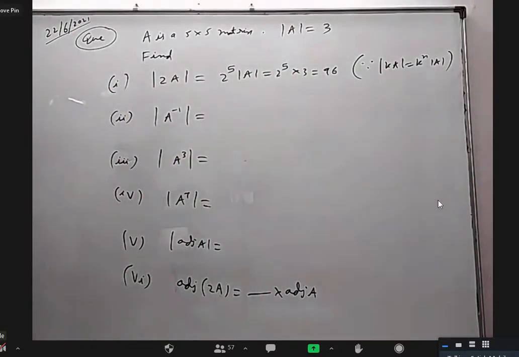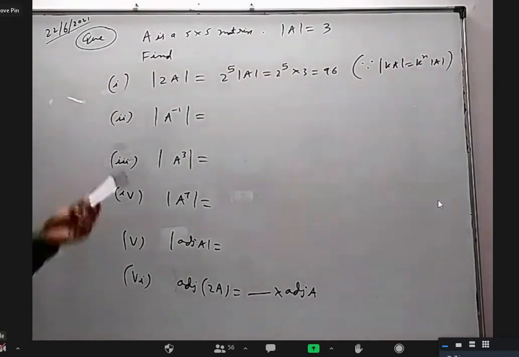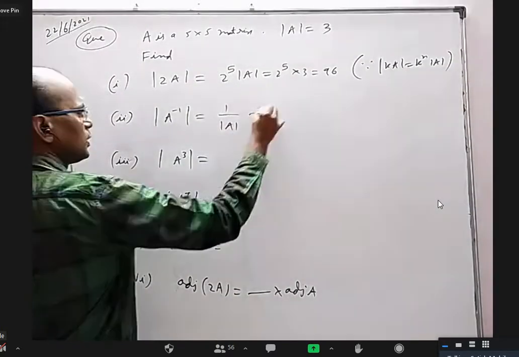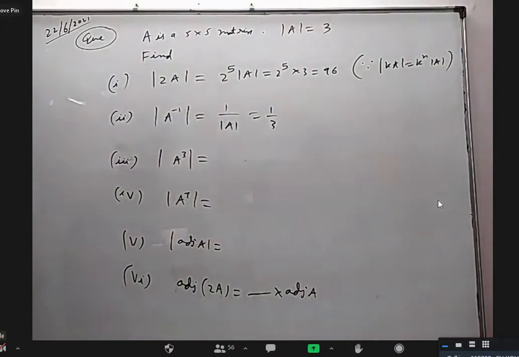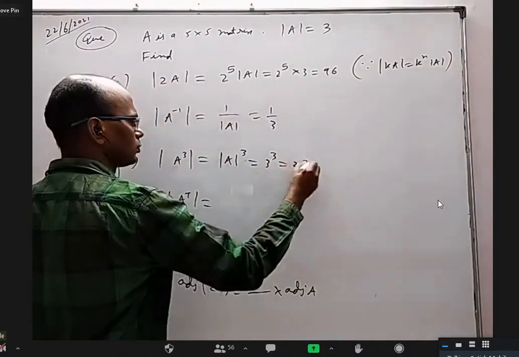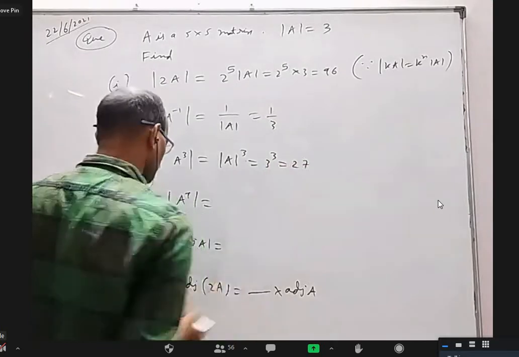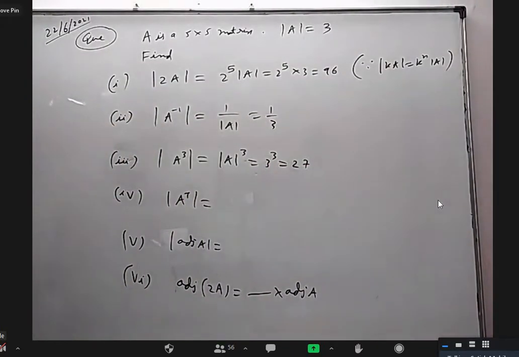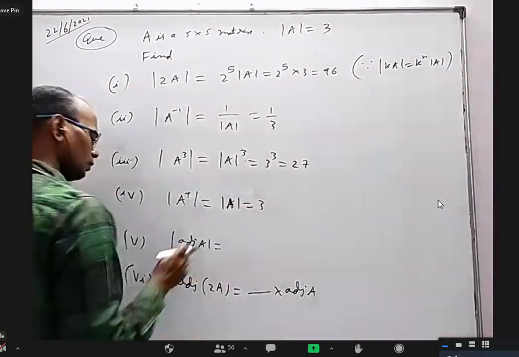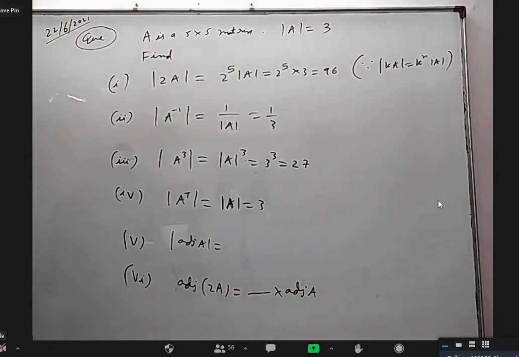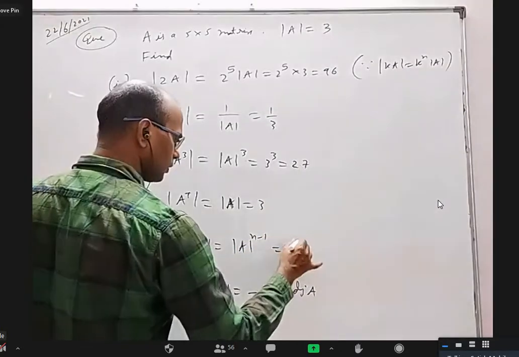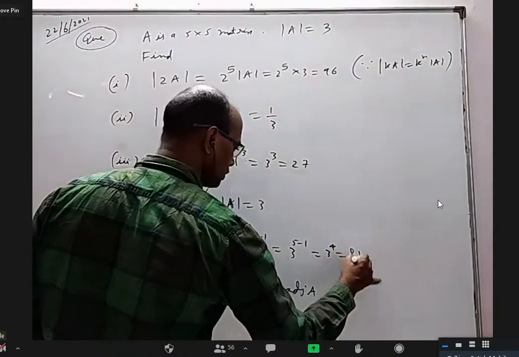Okay, everybody okay for first one? Yes, sir. What is the answer for second one? Sir, 1 by 3. Directly 1 by det A, 1 by 3. What about third one? 27. Yeah, det of A cube is det A whole cube, which is 3 cube, 27. What is det of A transpose? Det of A is 3, sir. Same, det of A, 3. What about this? 81. Yeah, formula is det A power n minus 1, 3 power 5 minus 1, 3 power 4, it is 81.